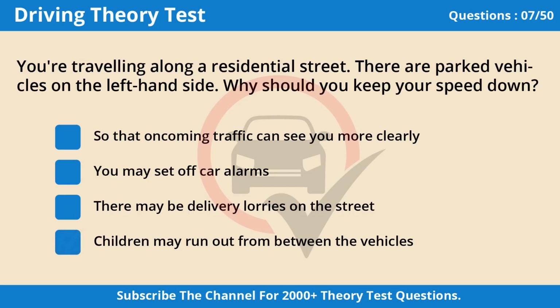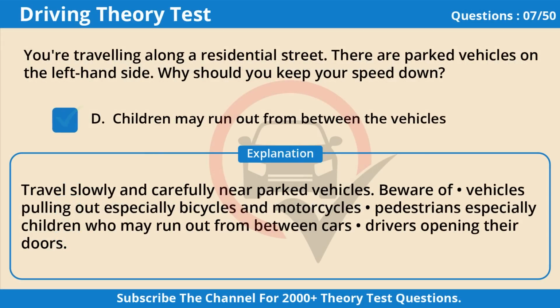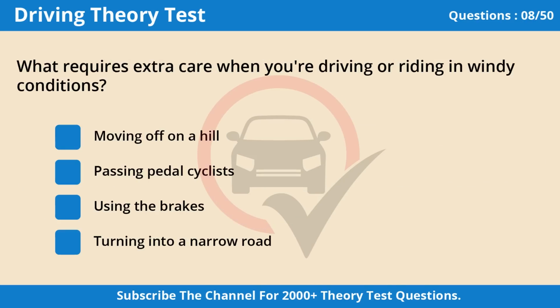D. Children may run out from between the vehicles. Travel slowly and carefully near parked vehicles. Beware of vehicles pulling out, especially bicycles and motorcycles, pedestrians, especially children who may run out from between cars, drivers opening their doors.